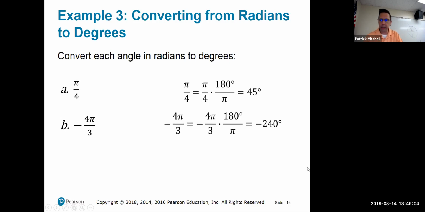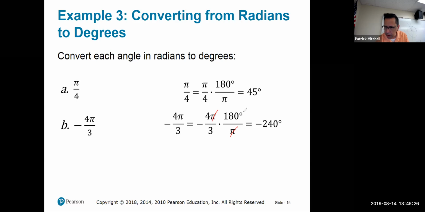Number one, make sure you keep your negative sign. Once a negative angle, always a negative angle. And because my radian angle had pi involved, the pi is going to disappear.